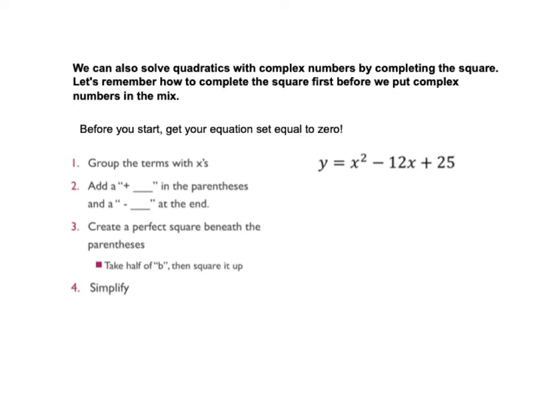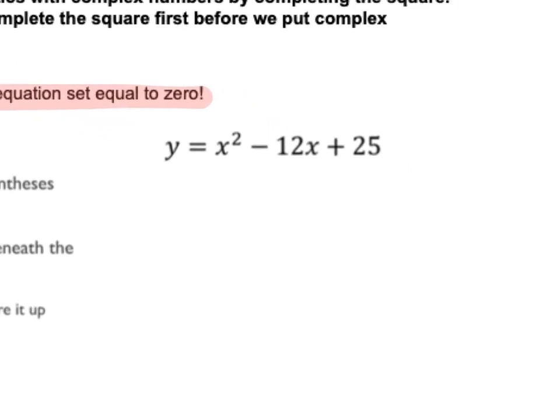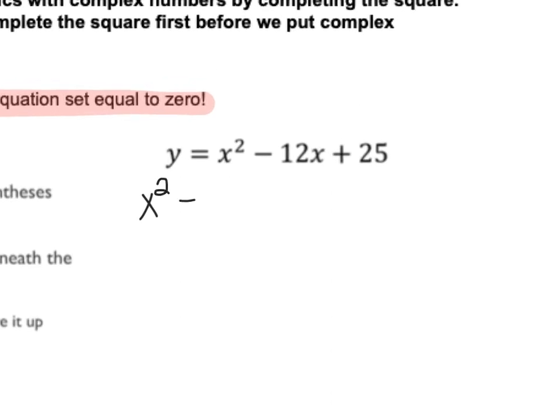Before we start, you always want to make sure your equation is set equal to 0. So if there's a y in your equation, you make y 0. If there's a number on one side of the equation, you move it to the other side so that all the terms are on one side and it is set equal to 0. So in this case, I'm going to put the 0 on the right side because I prefer that. So I'm going to say that x squared minus 12x plus 25 equals 0.